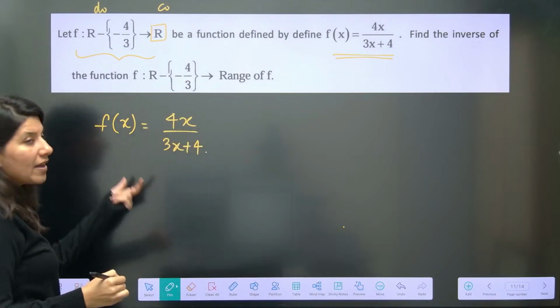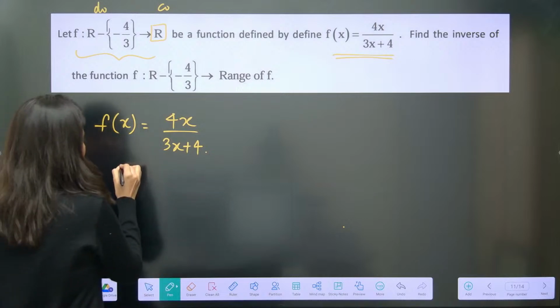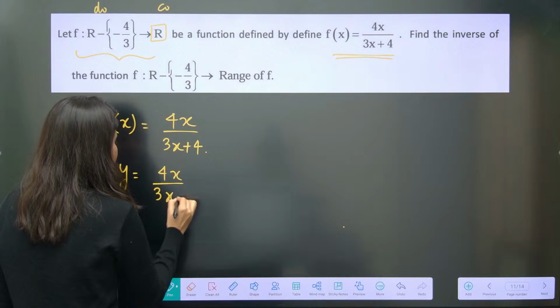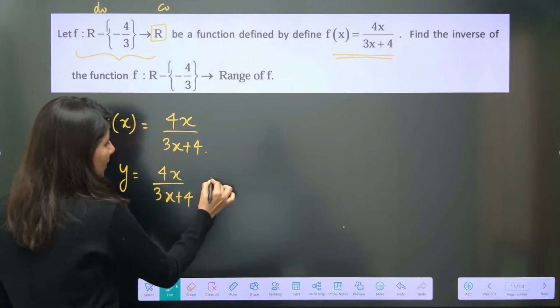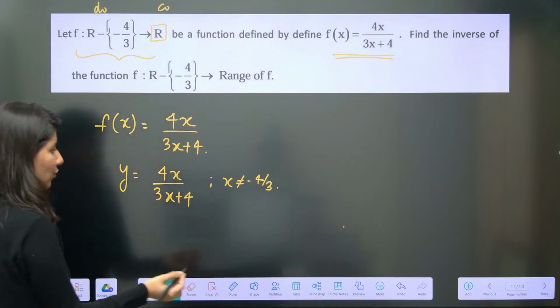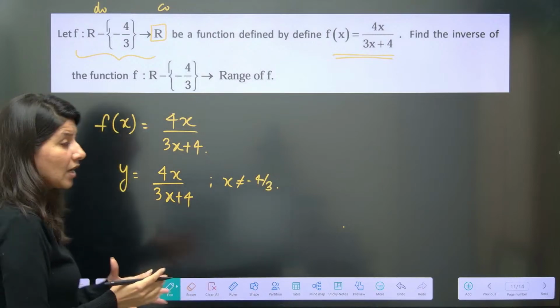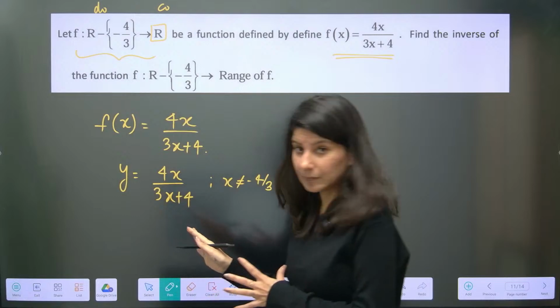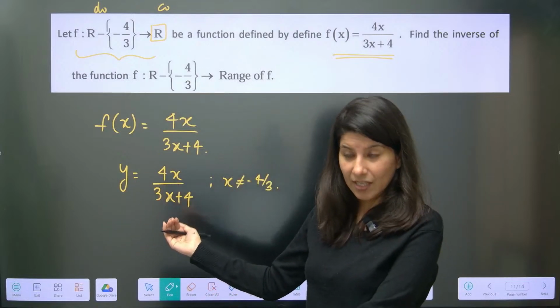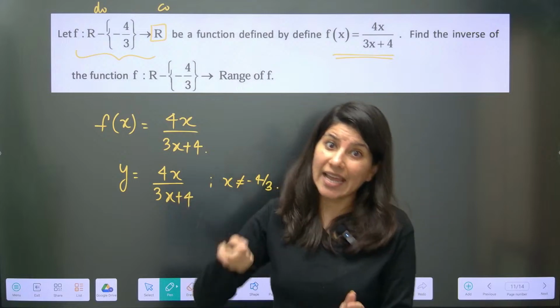Now next step, f(x) will be replaced by y. So y will be equal to 4x upon 3x plus 4. Obviously, x is not equal to minus 4 by 3. Now you have to cross multiply. Okay, so just here, can you see your y is completely in terms of x?